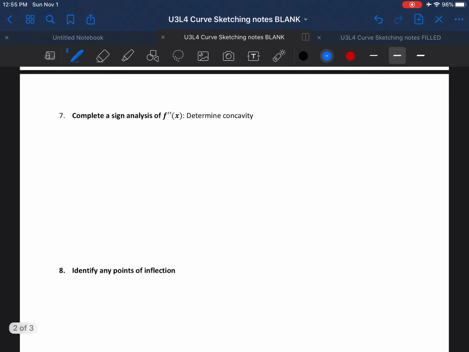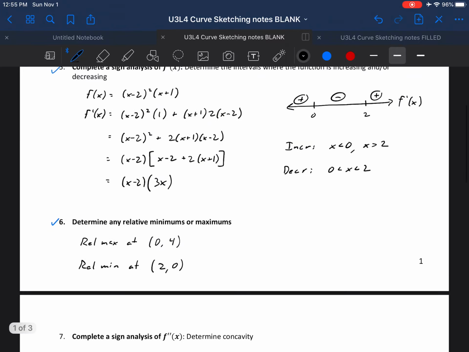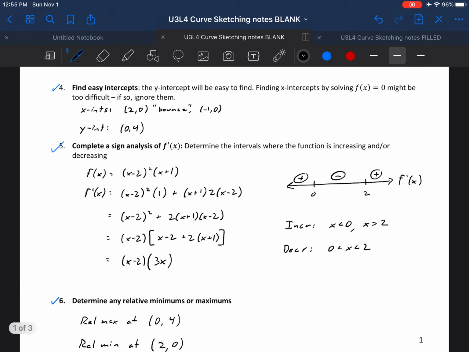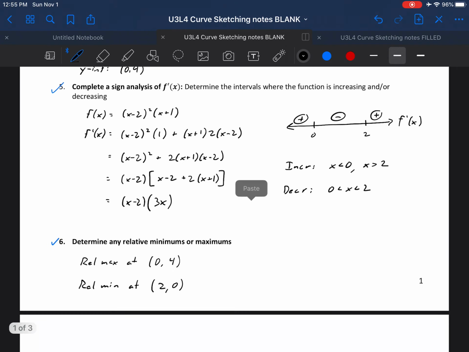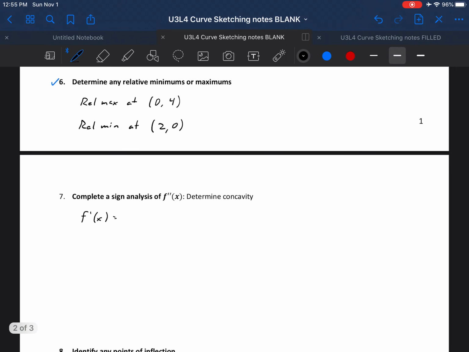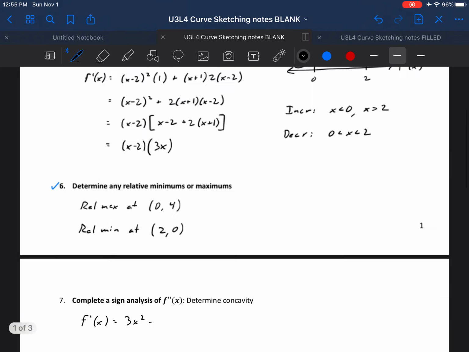Sign analysis of f double prime. Okay, so now we need to take the derivative of the derivative. So I'm going to choose this form of the derivative. Okay, and I'm going to write that because I think it's just easier to take a derivative when we don't have product rules. So the derivative is going to equal 3x squared minus 6x.